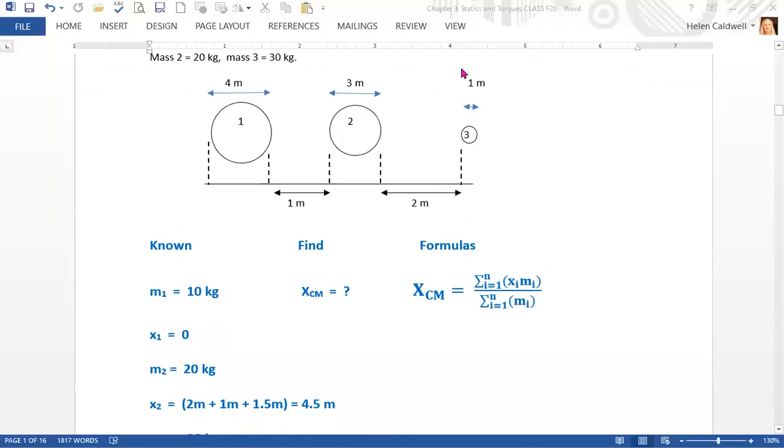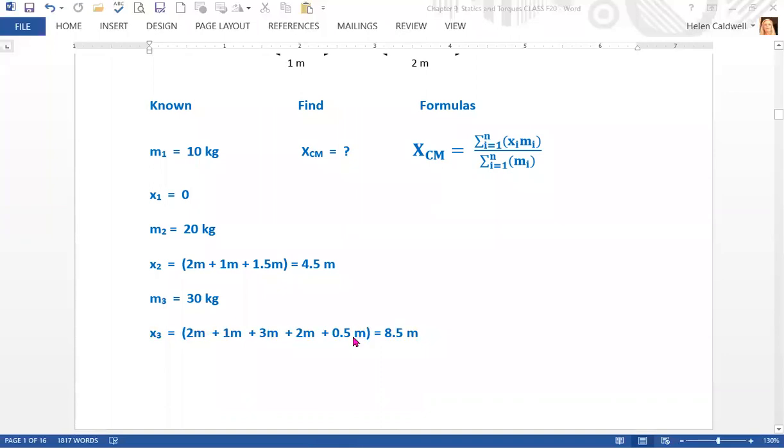And little ball 3 is only 1 meter across, so to the middle would be a half a meter. That's where the 0.5 meters comes from. So 2 plus 1 is 3, plus 3 is 6, plus 2 is 8, plus 0.5 is 8.5 meters. Now that we have our masses and how far they are away from the center of ball 1, because that's where our origin is, we can do the math.